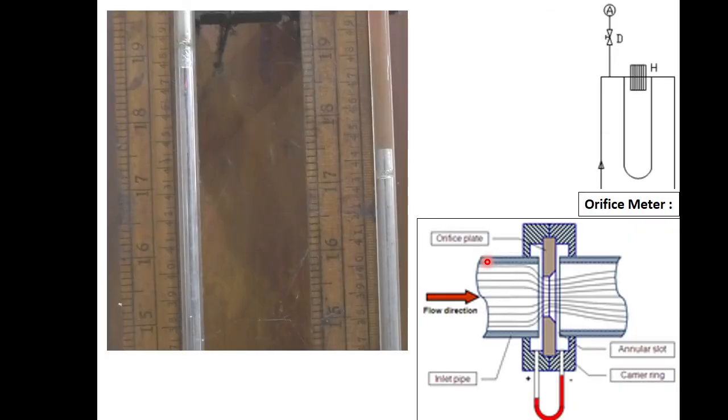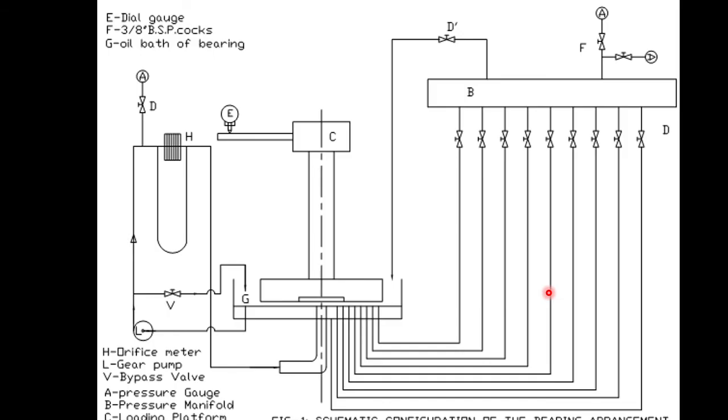Now this is the orifice meter, and this is the manometer connected with the orifice meter. That means which part of the diagram? This part. We have an orifice, then there is a manometer connected with the orifice. The purpose of the orifice is to measure the flow rate. Yes, sir.